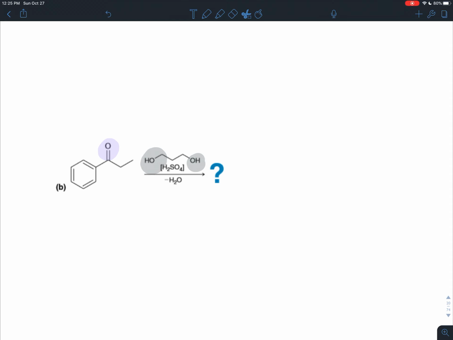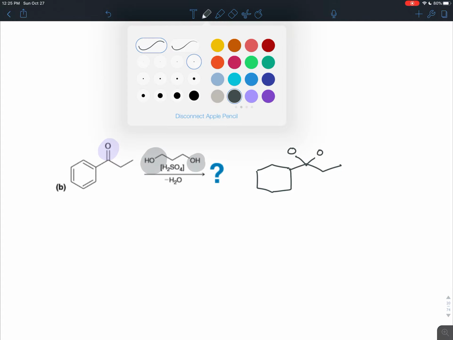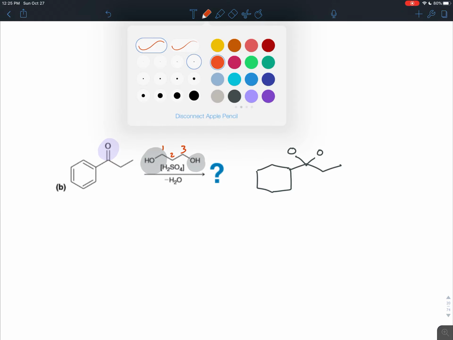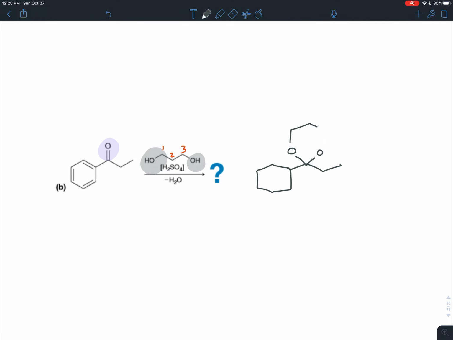So you can imagine the carbon chain is going to stay the same, but the carbon that had the carbonyl on it is now going to be bonded to 2 ethers, so oxygens. Now notice how many carbons are in between these oxygens: 1, 2, 3. So that means we need to have 1, 2, 3 in between them there. 1, 2, 3. And that is an acetal that you could form.